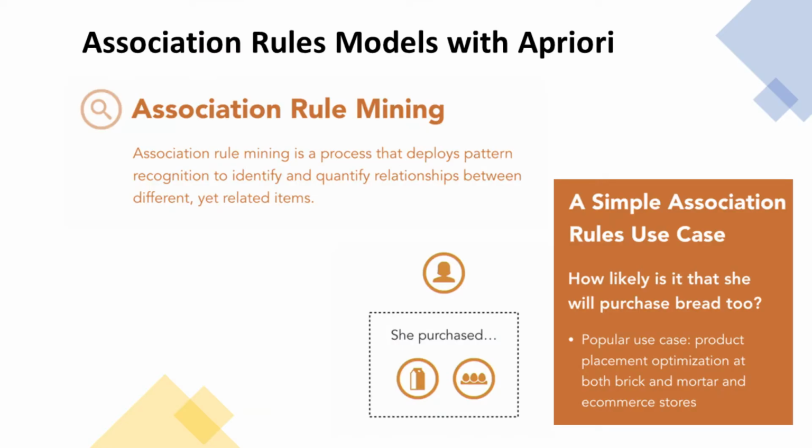Now let's move on and talk about association rule mining and the Apriori algorithm. Association rule mining is a process that deploys pattern recognition to identify and quantify relationships between different yet related items. Association rules help us answer questions like, if you buy milk and eggs, are you more likely to buy bread than anyone else who did not buy milk or eggs?